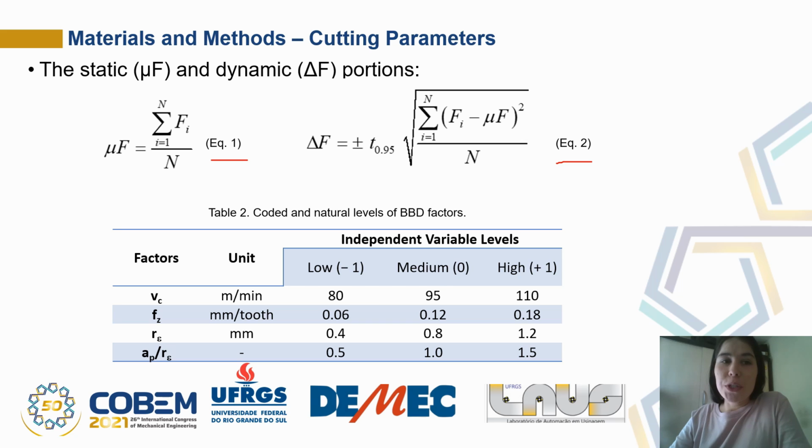Thus, the static portion expresses the mean value of the force, considering the stable interval that excludes the unstable regions of the entry and exit of the tool, while the dynamic portion constitutes the force fluctuation. Table 2 shows the natural levels of the Box-Behnken design factors. Three levels were used: low, medium, and high, for the four control factors.